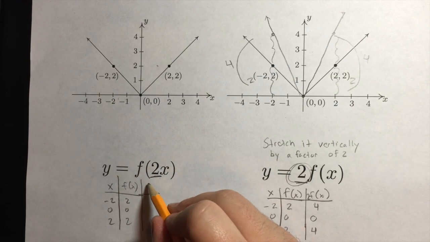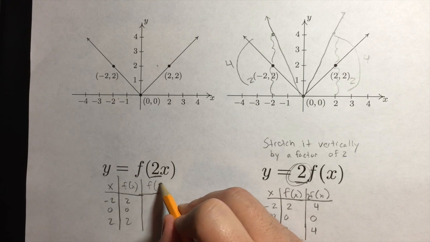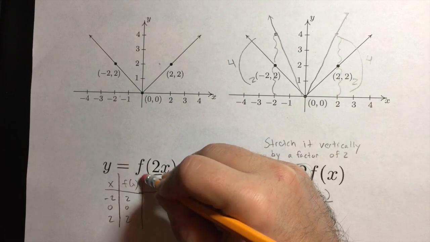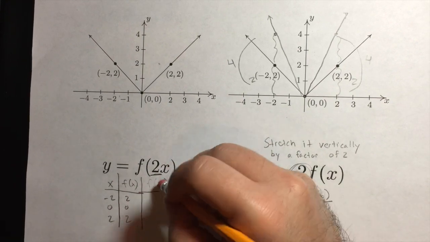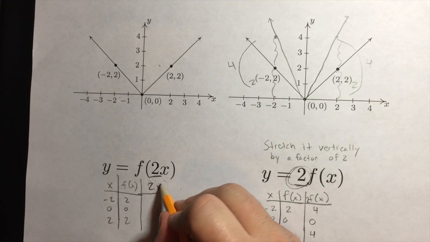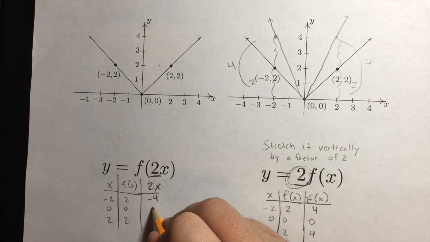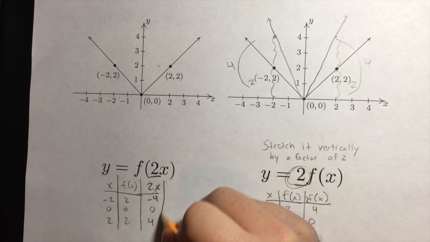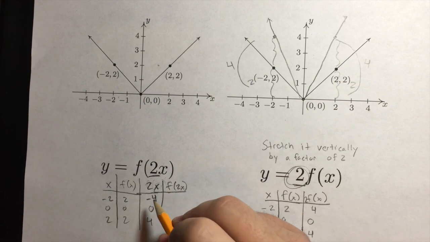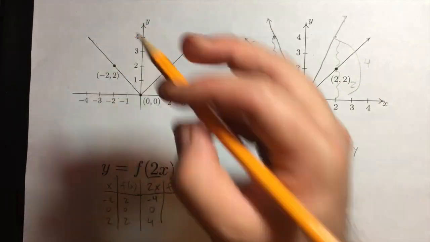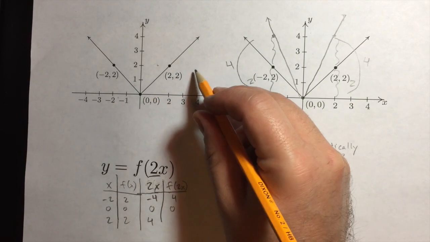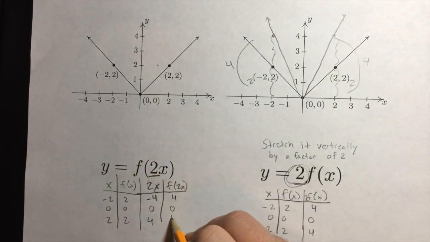Then I have f of 2x, but I need to do something first. I actually need to do 2x. Whoops! We never make mistakes. Mistakes will help us grow. 2x is actually negative 4, 0, 4. Well, what is f of 2x? Let's look. F of negative 4 is 4. F of 0 is still 0. And then f of 4 is 4.